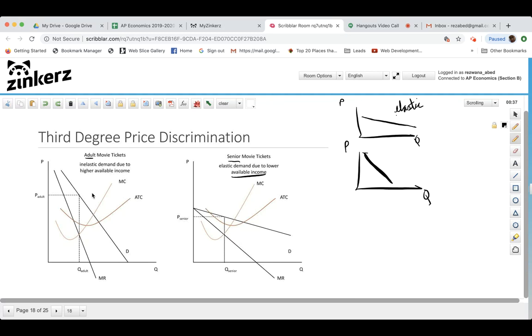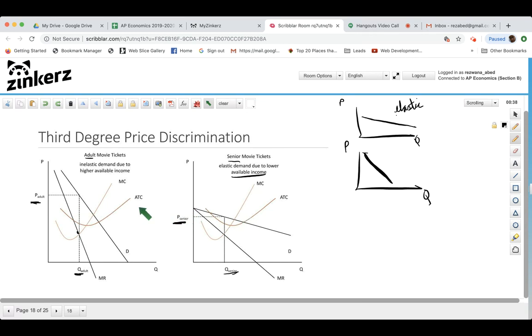So here what we see is the demand curve, right? If we're looking at adults, they have an inelastic demand curve, and of course an inelastic marginal revenue curve. And the intersection of marginal revenue and marginal cost gives us the quantity of adult movie tickets. And going up from QM all the way to D, where it touches D, that's where we find the price that's going to be charged for adult movie tickets. Same idea here. This is the quantity of tickets sold for seniors, and this is the price of movie tickets for seniors.